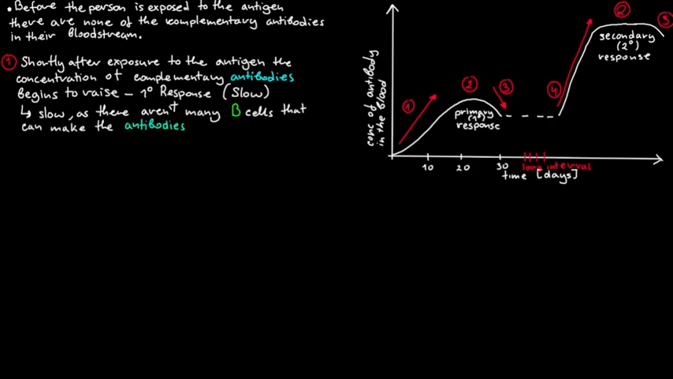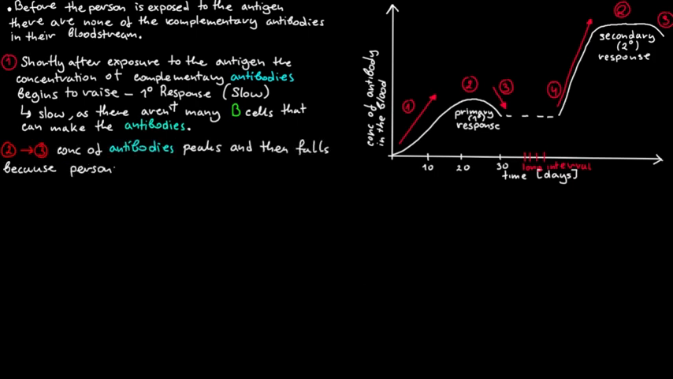The concentration of an antibody peaks at about 20 days after the first exposure and then begins to fall. It begins to fall because the person's immune system is starting to overcome the infection.